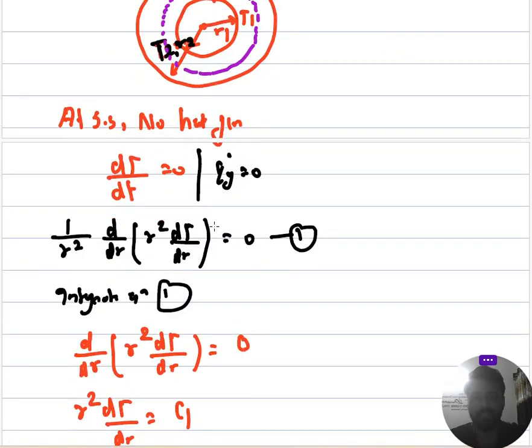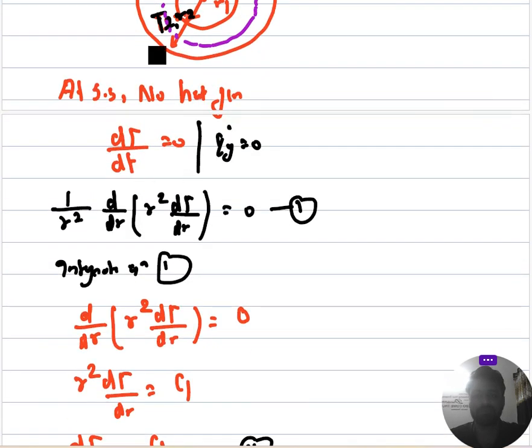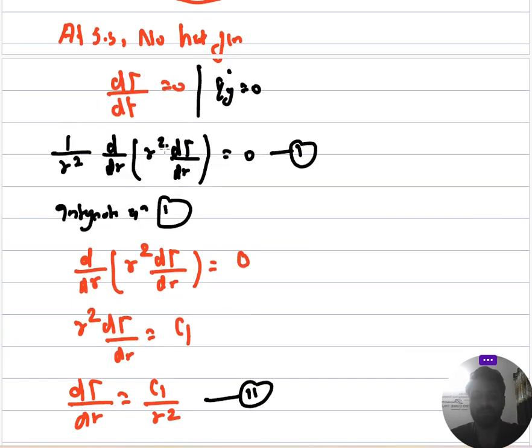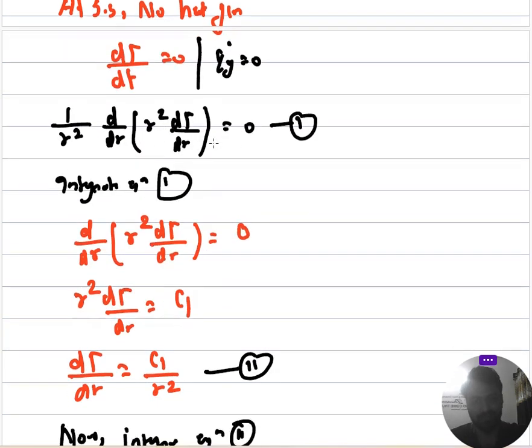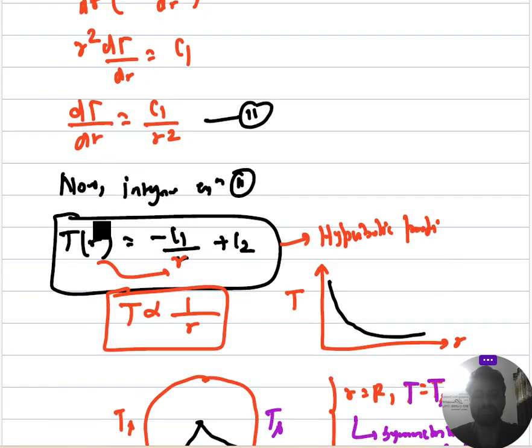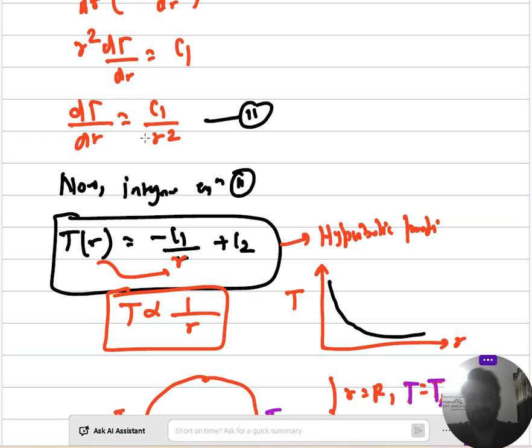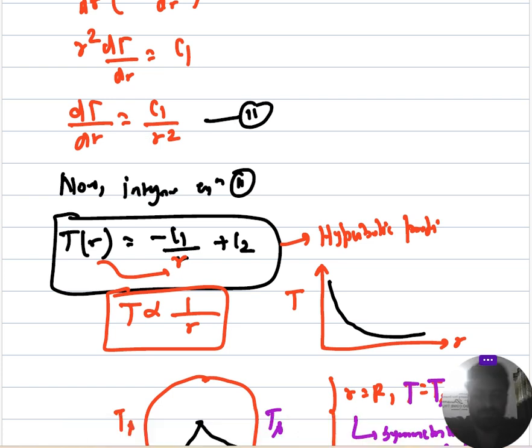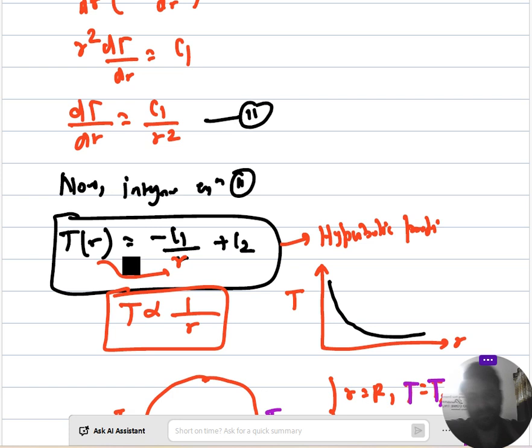Okay, so when we are going to solve this equation at a steady state and no heat generation, again you will be having a formula 1 by r square d by dr, r square dT by dr equals to 0. So this is just an ordinary differential equation, and this will be a second order ordinary differential equation. So once you solve these things, you will be getting temperature profile as minus C1 by r plus C2. So y equals to 1 by x is an equation of hyperbola. So this is a hyperbolic temperature profile.